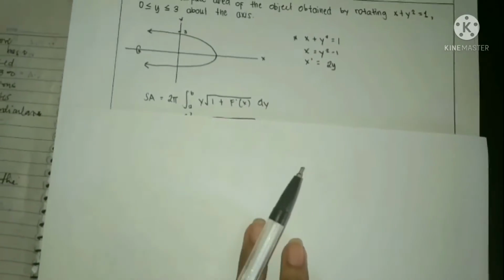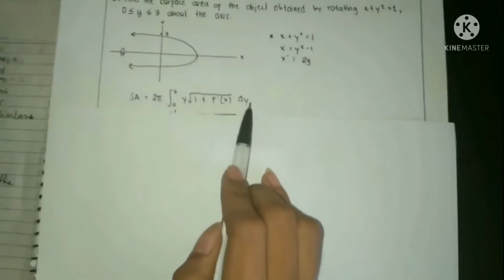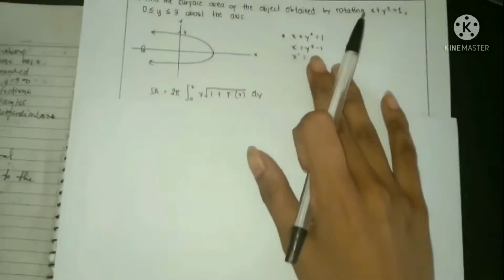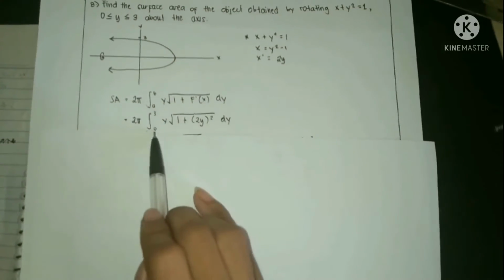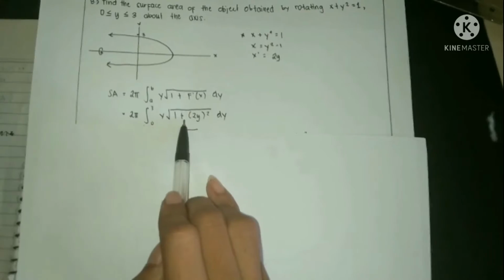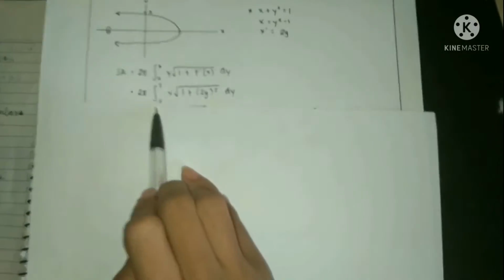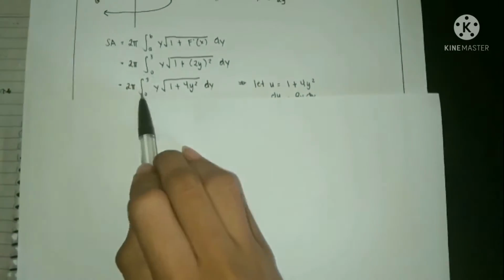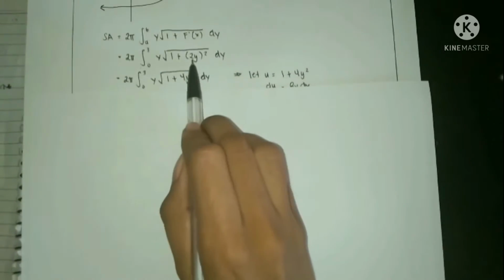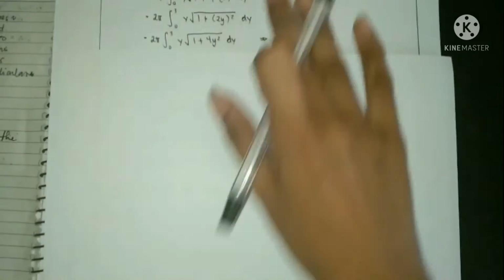So, the formula that we use to get the surface area of the object is 2 pi, the integral of y, square root of 1 plus f prime of x squared dy from a to b. So, 2 pi, the integral of y, square root of 1 plus, plug in the value of f prime of x, which is 2y squared dy from 0 to 3. So, it is equal to 2 pi, the integral of y, square root of 1 plus 2y squared, which is 4y squared dy from 0 to 3.